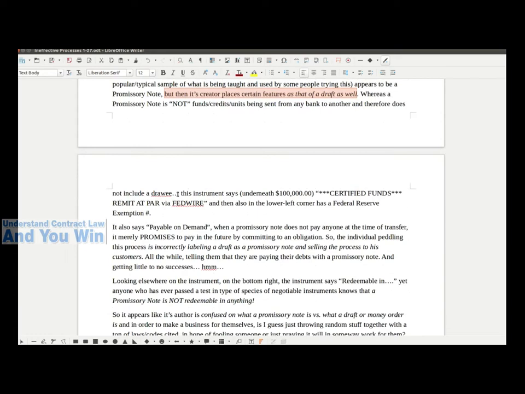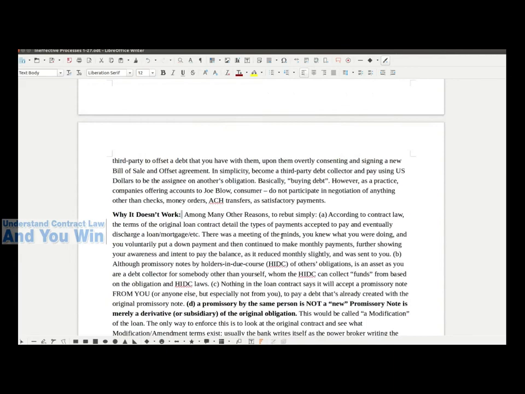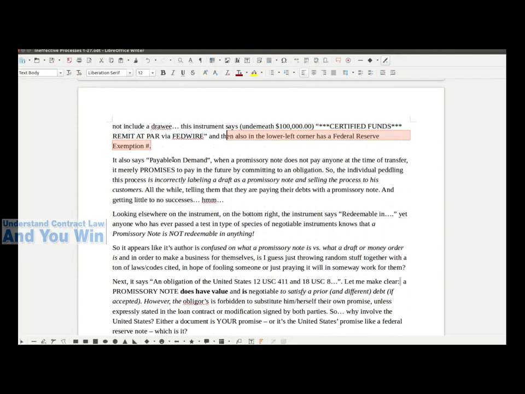When an instrument says $100,000, okay, here you go. This instrument did say $100,000 certified funds remit at par via Fedwire. And then it also has, in the lower left corner, a Federal Reserve exemption number. Here you go: $100,000 certified funds remit via Fedwire, U.S. Treasury exemption number. So that makes it a draft off of an alleged U.S. Treasury account via Fedwire. So that's very dangerous, because if there's no funds there, then it's fraudulent and you can get into some serious trouble.